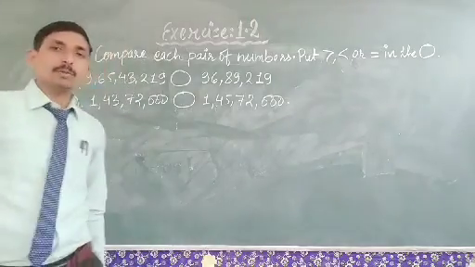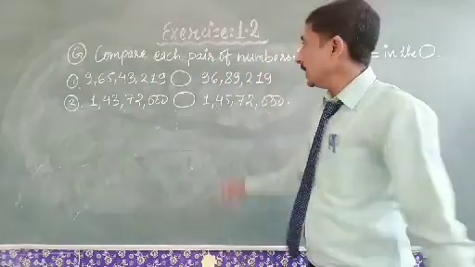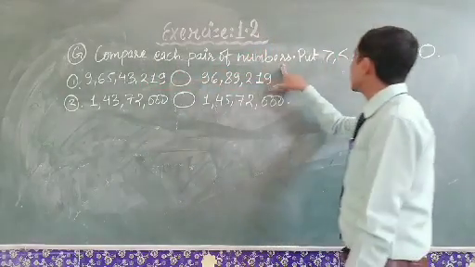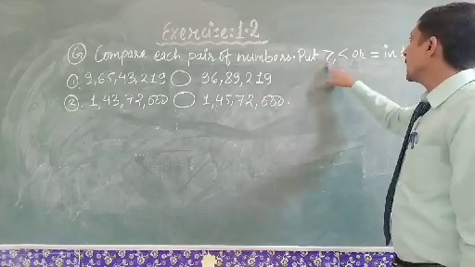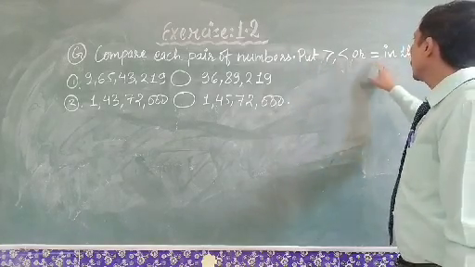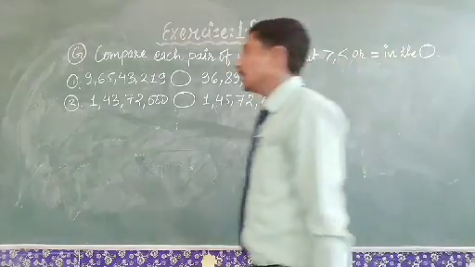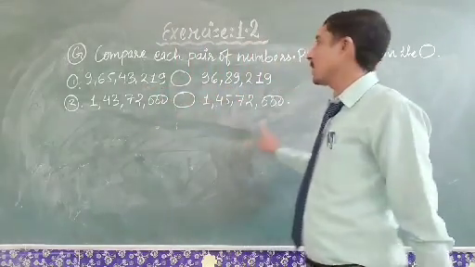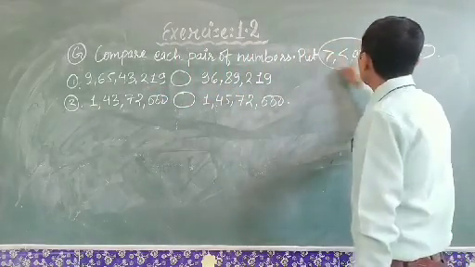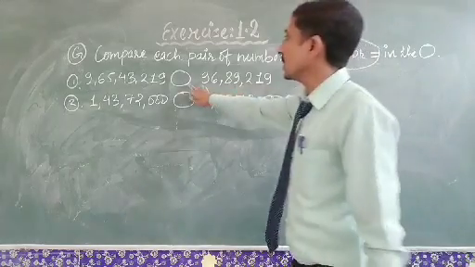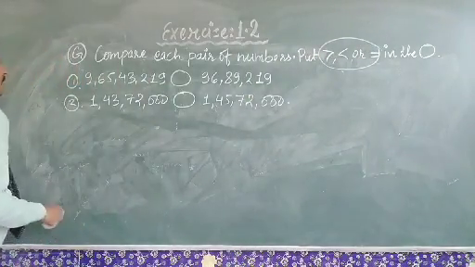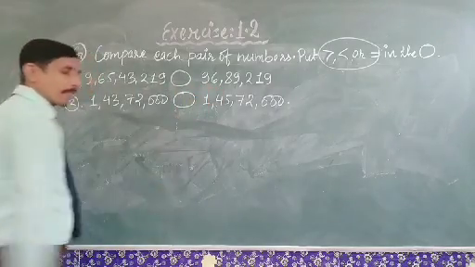Okay, now we come to question number G, which is compare each pair of numbers and put greater than, less than, or equal to sign. So what we have to do? We have to compare each pair of numbers and write these signs in the boxes, in the circles. So you see, our first question is written here already.